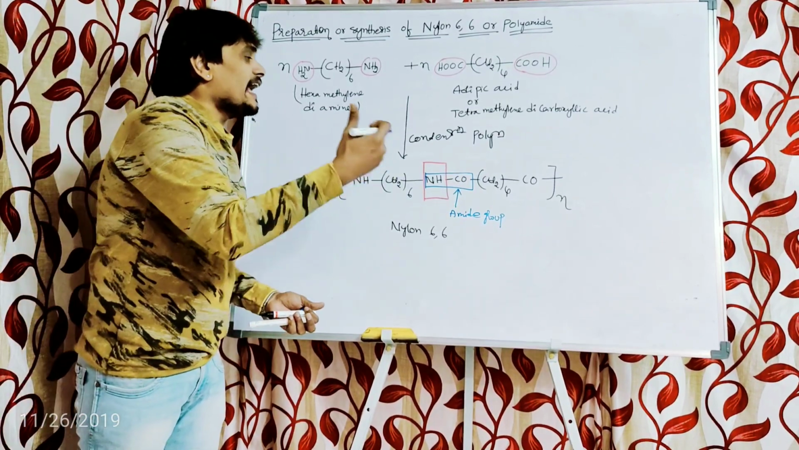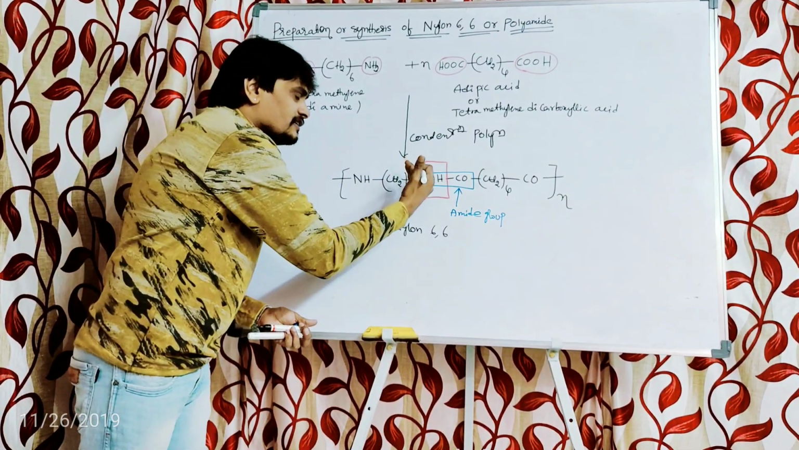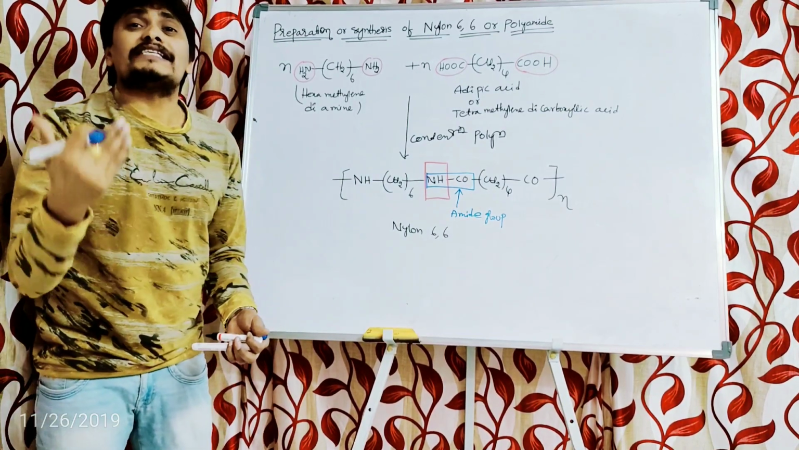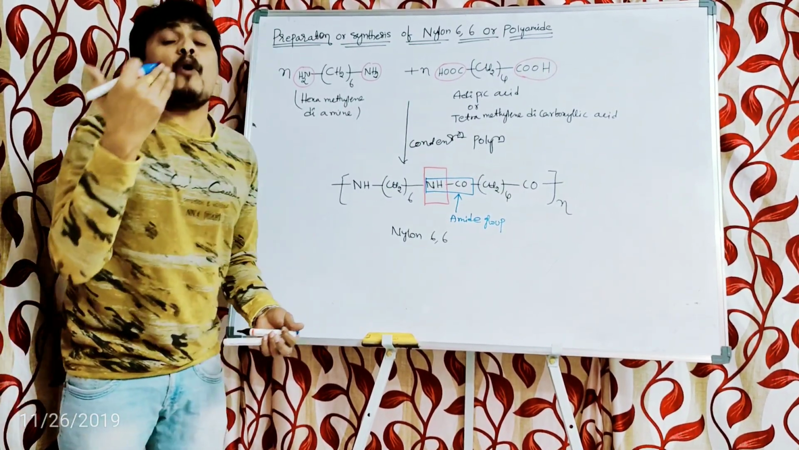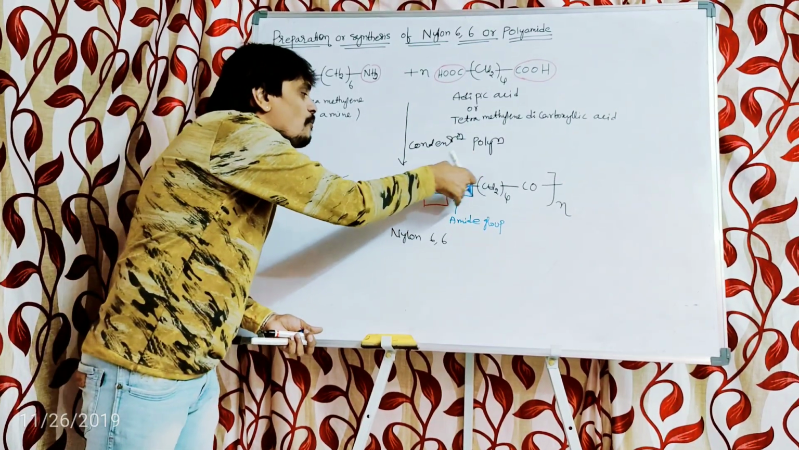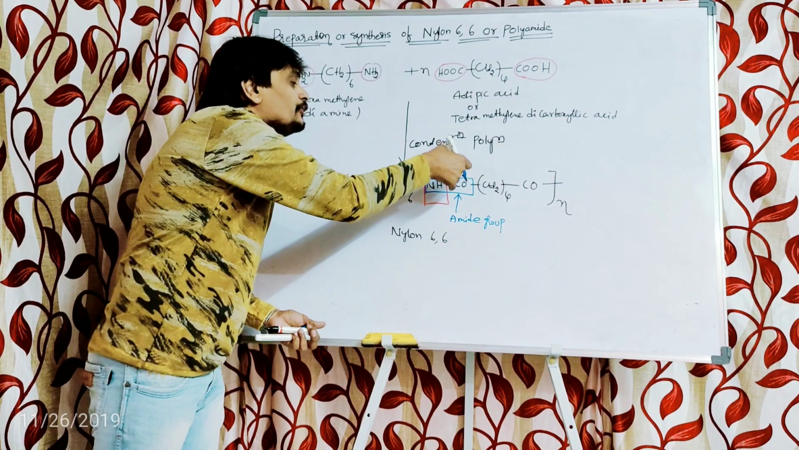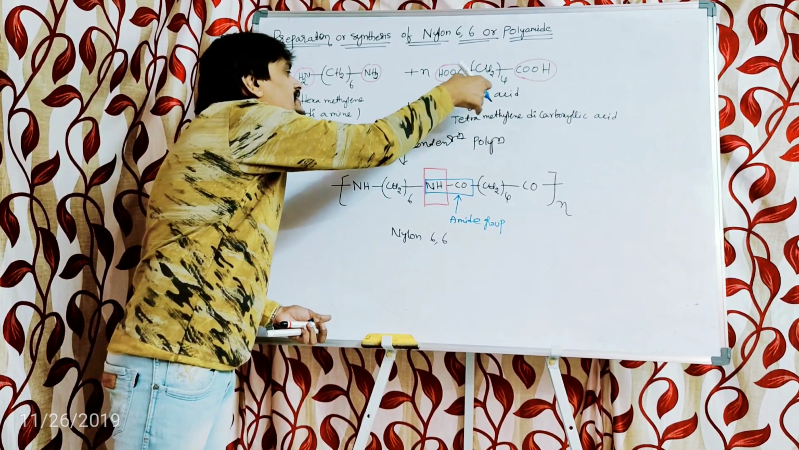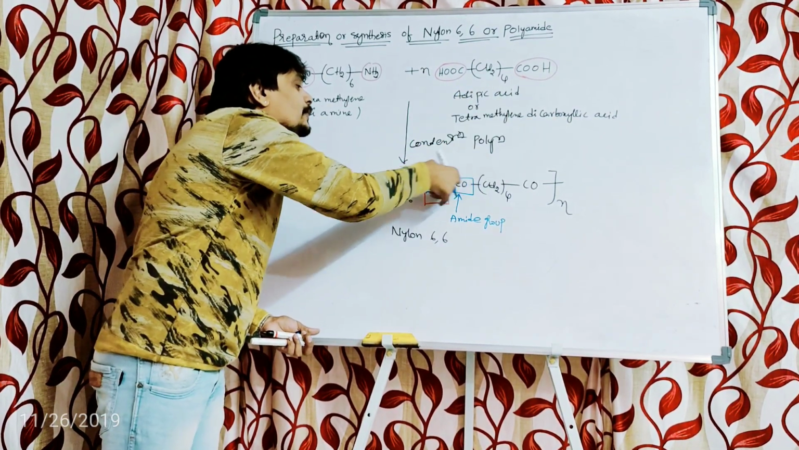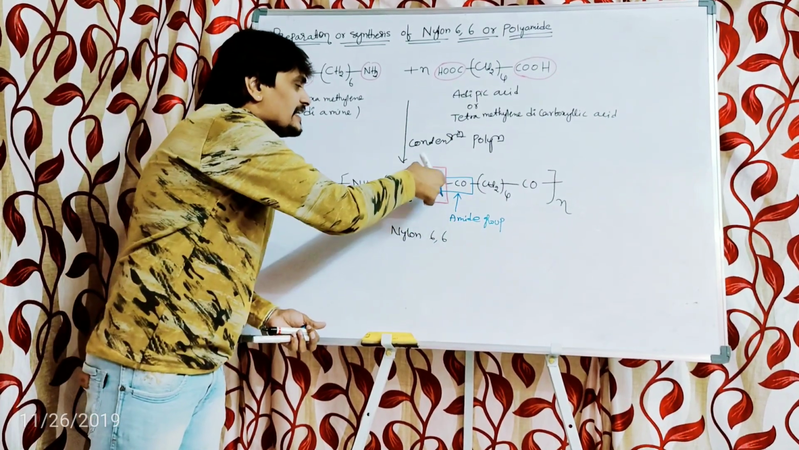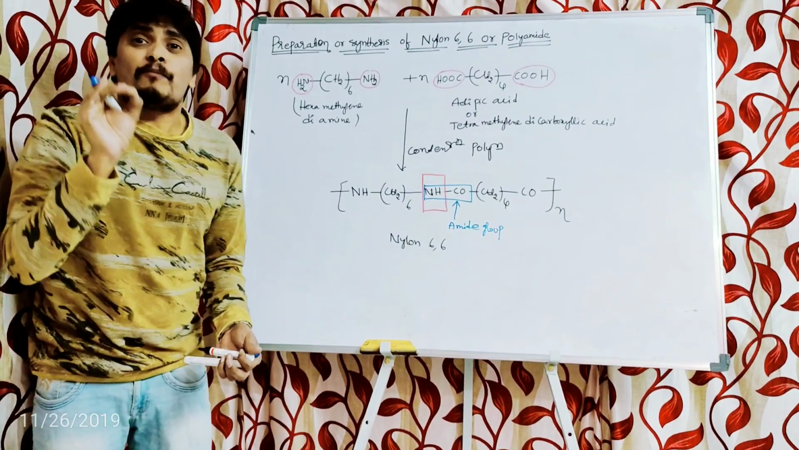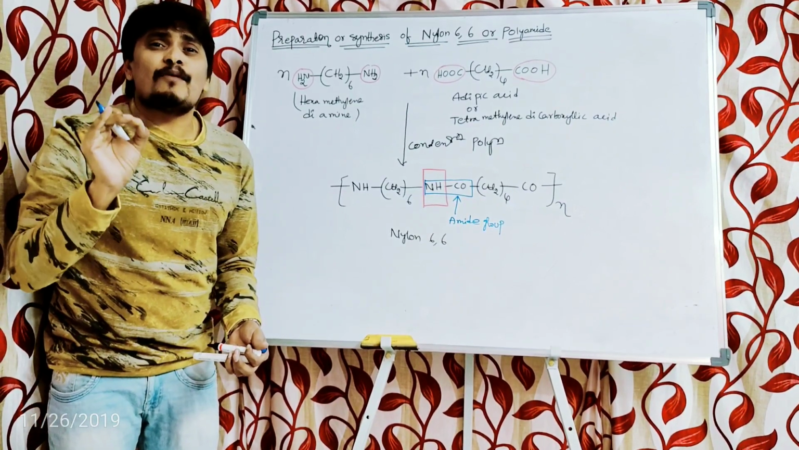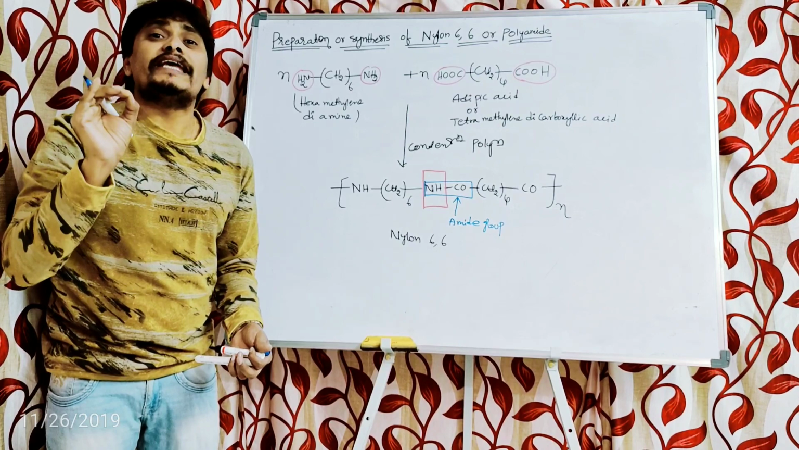So why is it called nylon 6,6, students? With respect to NH, 6 carbons are there on the right side, 6 carbons on the left side. That is the reason it is called nylon 6,6. And why is it called polyamide? Because the NHCO bond which is formed during the condensation polymerization between hexamethylene diamine and adipic acid, or tetramethylene dicarboxylic acid, is an amide group. And here we can see only one amide group, but as it is a polymer, it comprises n number of amide groups. So it is so called polyamide.